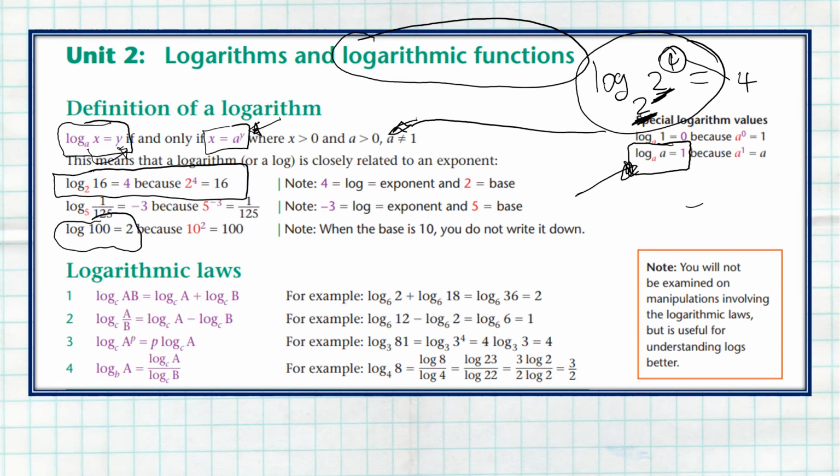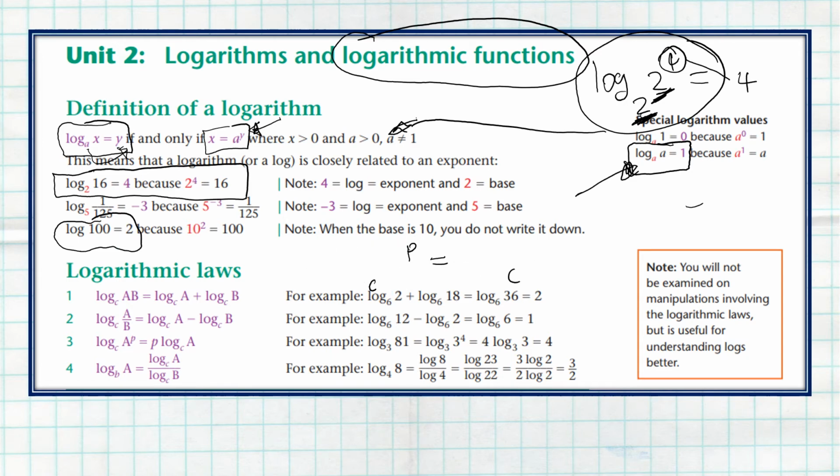Rule number 3 says log base c of a to the exponent p. Let me just write it clearly. So if you apply a log on an expression that has an exponent, what basically happens is that log can take that exponent to the other side. So the rule states that you can actually pull the exponent down and you'll be left with p times log base c of a, right? So that's the rule.